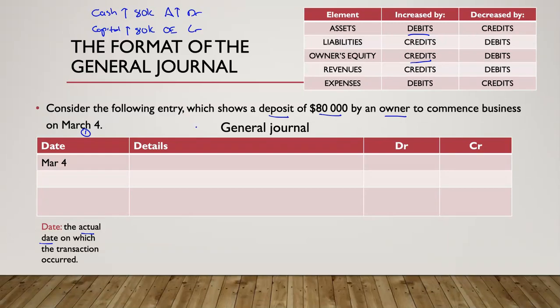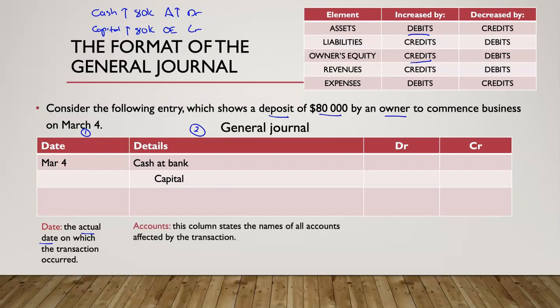I'm then going to go to the details section. And my details section will look like this: cash at bank and capital. I've written just this. You might be tempted to write more, but you just write the detail. That is the name of the account affected. You don't write any more, just the name of the ledger account. So it's not going to be $80,000 of cash, nothing like that, just the ledger account name. You might also notice that one is indented. We'll talk about that in a second.